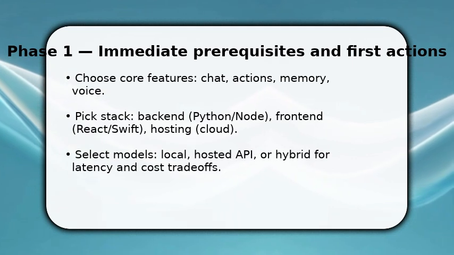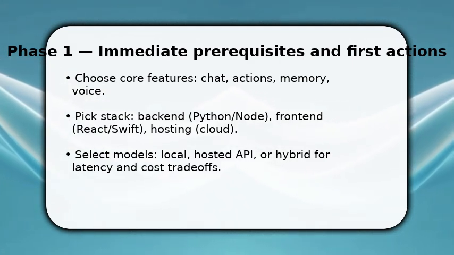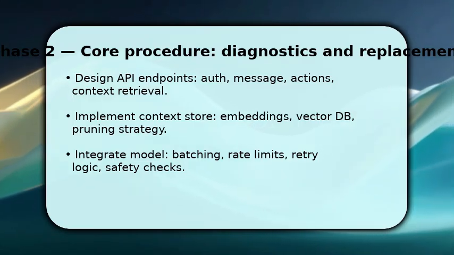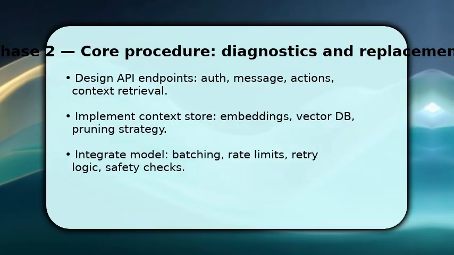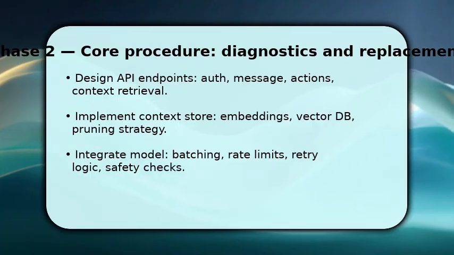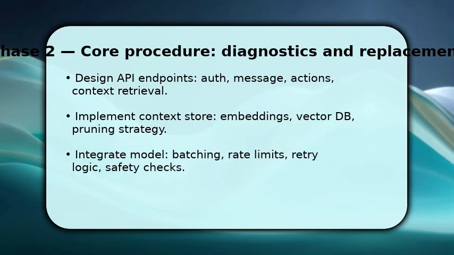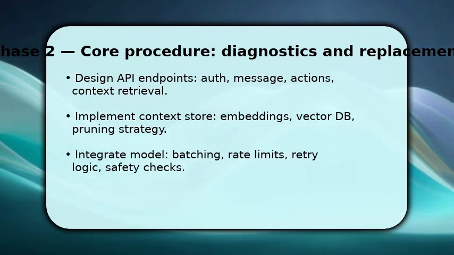You now build the backend. Create secure API endpoints for authentication, messaging, actions, and context retrieval. Once the endpoints exist, implement a context store using embeddings and a vector database. Prune and snapshot history to control cost and relevance. Then integrate the AI model with batching, rate limits, retry logic, and safety checks so responses are reliable and moderated.